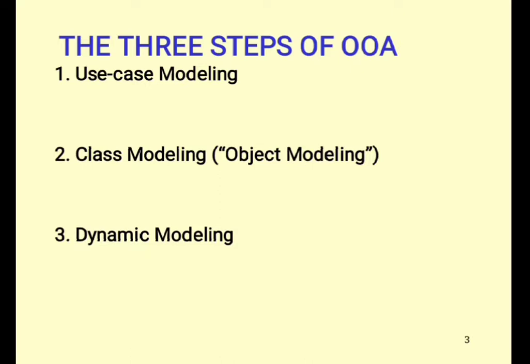Purely data oriented. The third one is dynamic modeling, which determines the action performed by and to each class, which is purely action oriented. So use case modeling is largely action oriented, class modeling is purely data oriented, and dynamic modeling is purely action oriented.